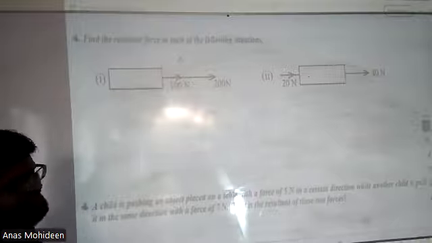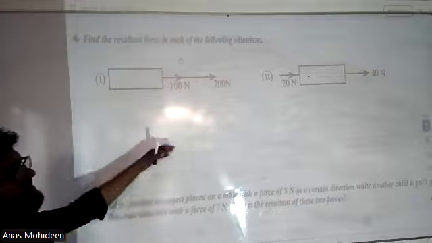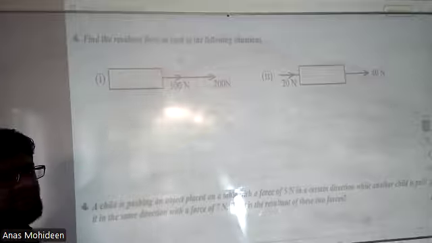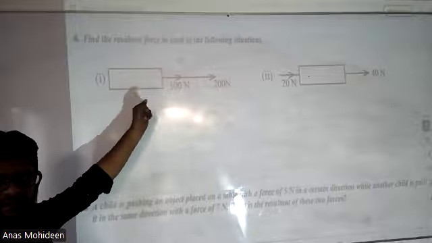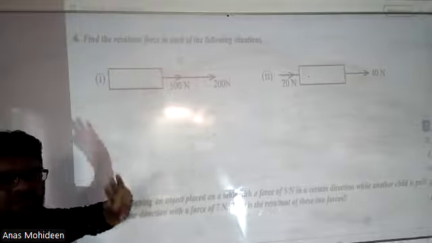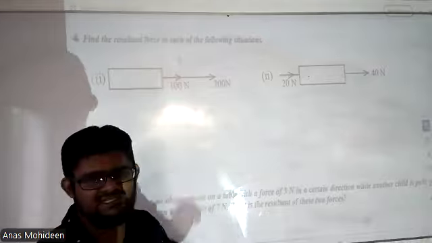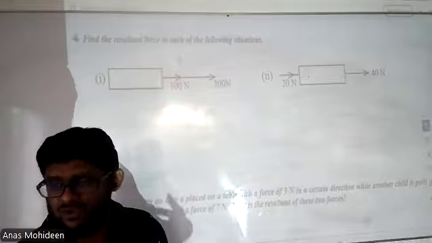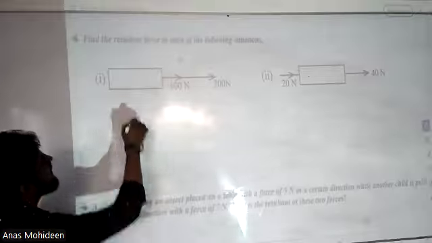So now here it is. Resultant we want to find. Can you tell me how much is the resultant in the first one? Look here. How much is the resultant? 300. How much is the resultant? 60. Straight away you can say. But how to write? That is what you learn here.